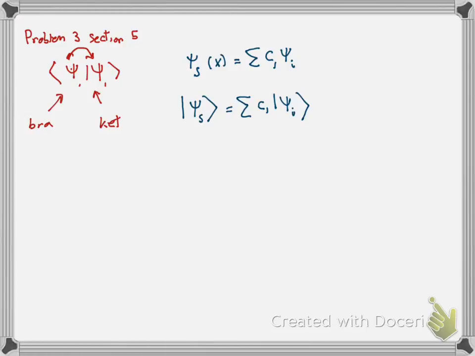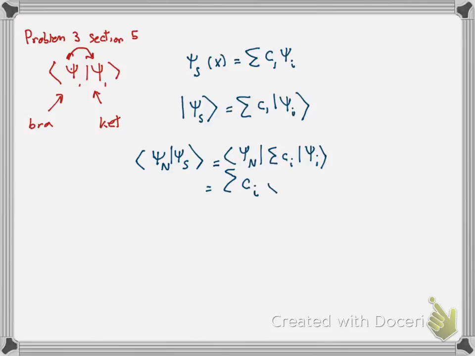So we're going to start by multiplying by some arbitrary wave function psi n on both sides. And now, since the sum of C of I is just some constant, we can take it out of the brackets.